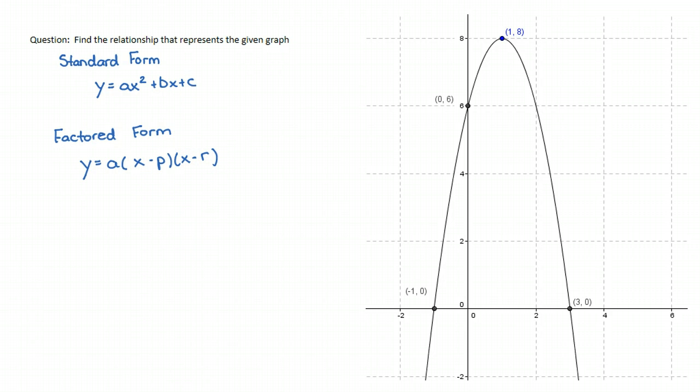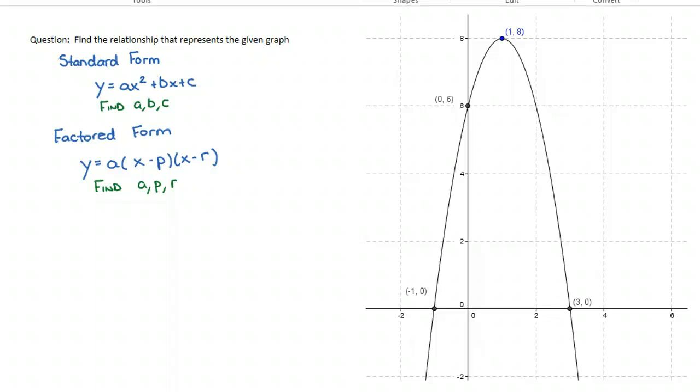So we can try to go directly to either of these forms. Often one form is easier than the other. And in fact, there's a third form we haven't talked about yet. But the key thing to remember is that in this case we need to find a, b, and c, or we need to find a, p, and r. And based on what's given in the graph, one of these forms might be easier than the other.